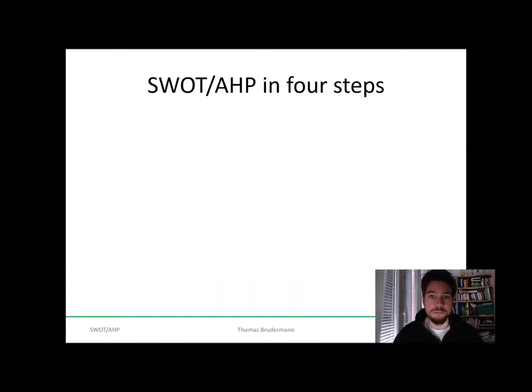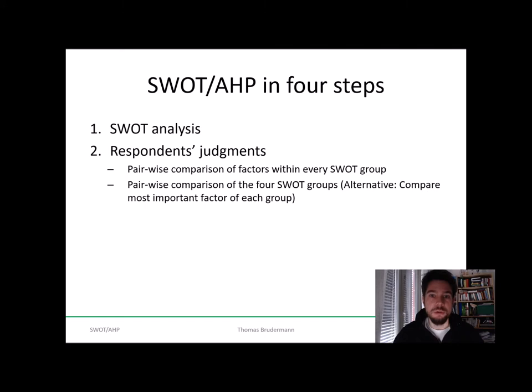SWOT AHP is basically done in four steps. So first, obviously, you come up with a SWOT analysis, and then you collect judgments from respondents. So they do pairwise comparisons of factors within every SWOT group, and then they also come up with a pairwise comparison of the four SWOT groups. You could also, as an alternative, compare the most important factor of each group, but this can be challenging depending on which method of collecting respondent judgments you choose.